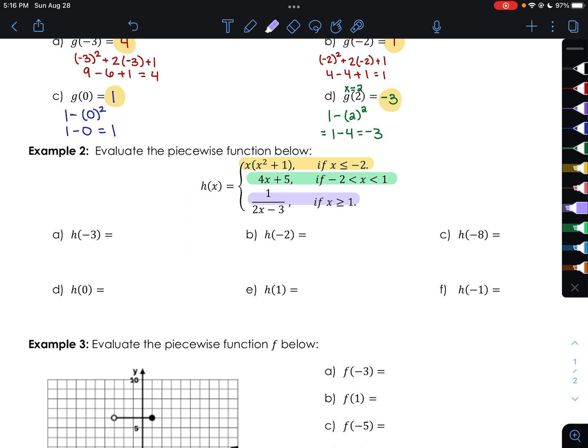So first we have h of -3. H of -3 says that my x is going to be -3. When my x is -3, that falls into this top equation right here. So I'm going to plug in -3 for each x. So I have -3 times (-3) squared. Make sure that -3 goes in parentheses when you square it, plus 1. So that would be negative 3 times 9 plus 1, which is 10. And negative 3 times 10 is negative 30. So h of negative 3 is negative 30.